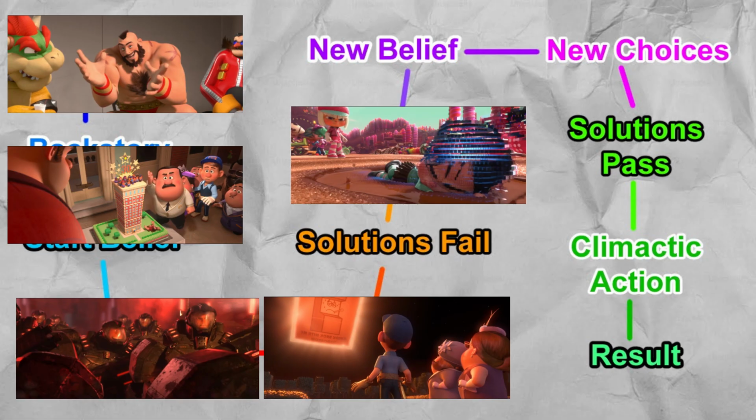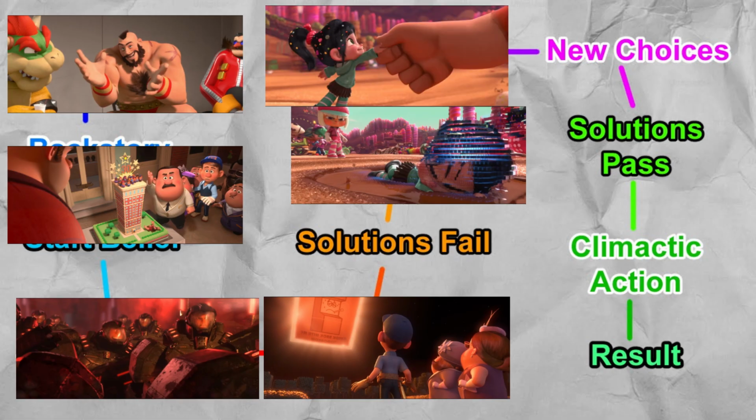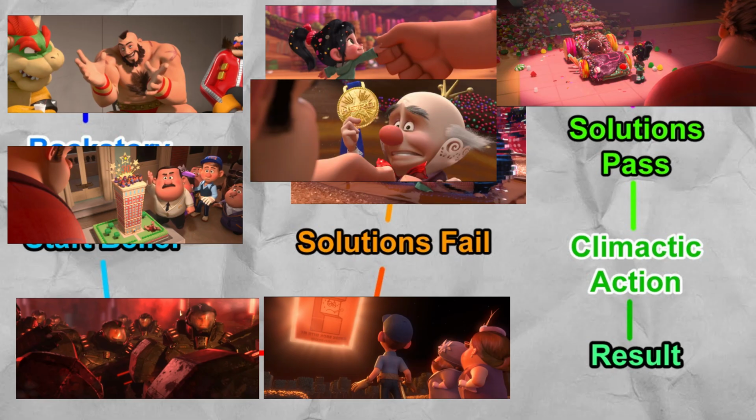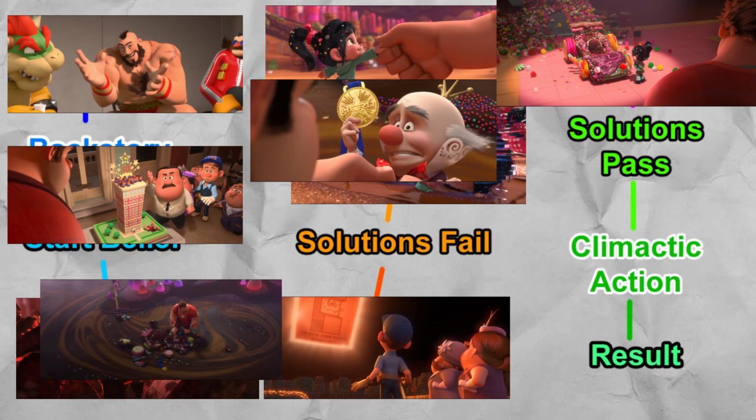His belief changes to one a little more selfless, but his arc isn't complete yet. He makes the choice of helping her get a medal too, but then another change event happens. King Candy gives him a medal and manipulates him into thinking that stopping Vanellope is for her own good. Ralph makes the choice to destroy her car.